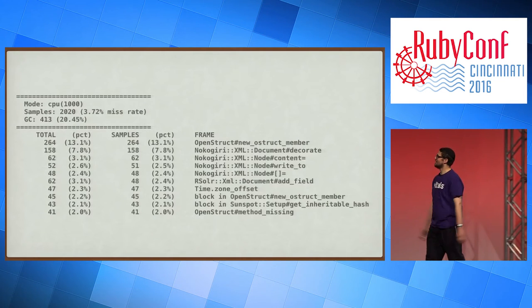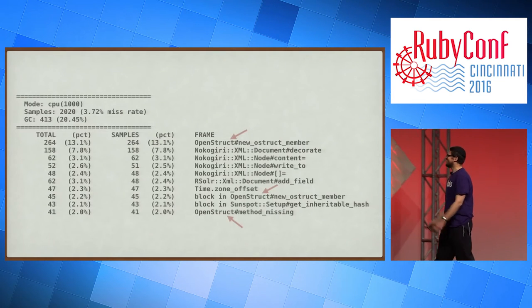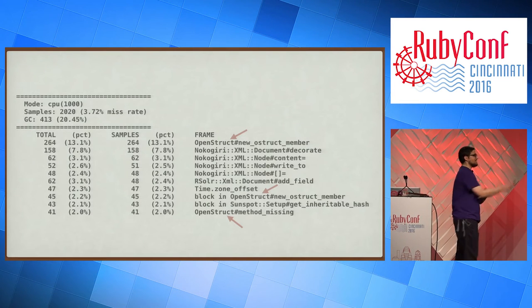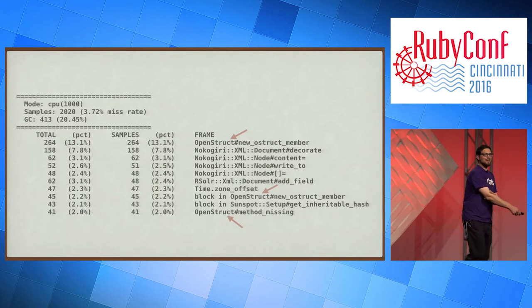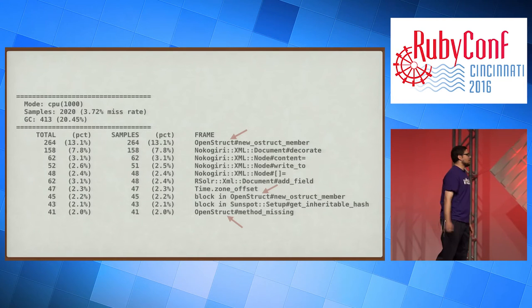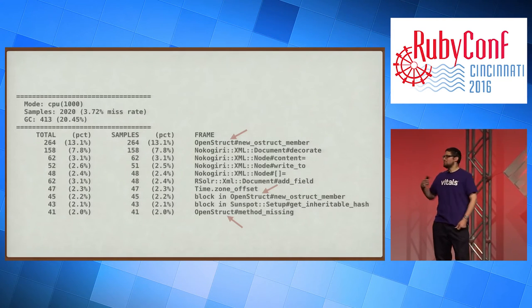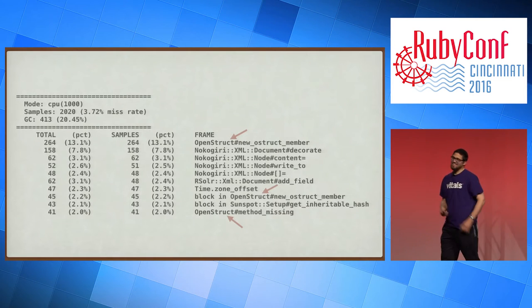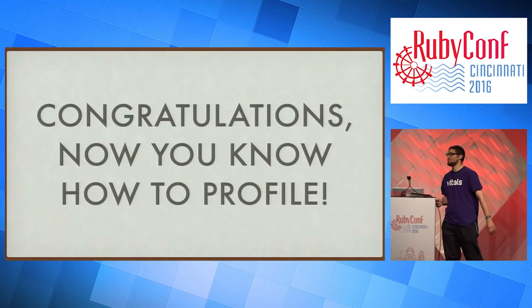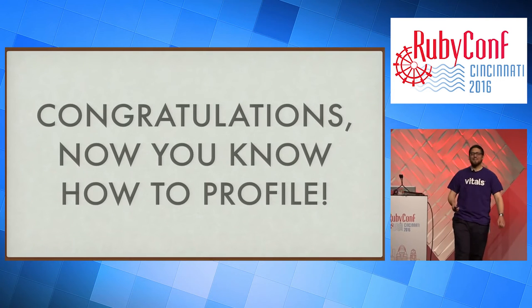So, yeah, OpenStruct. It was taking a lot of time. Here you see it was 17% of the time, but this is not even all the information because there's a long tail there. So it ended up being about 20% total of our app time, at least the CPU time, was just spent on OpenStruct. And that was not acceptable. But as an aside, congratulations, now you know how to profile. So there you go.